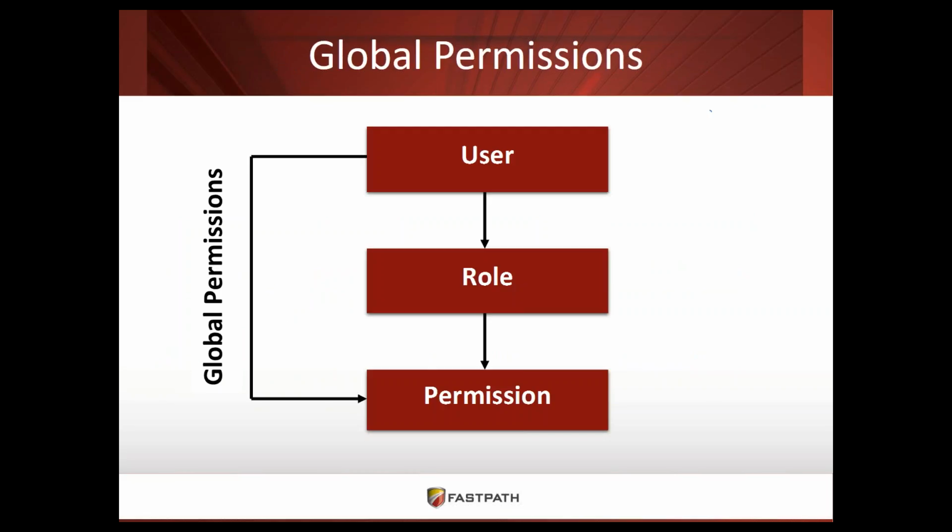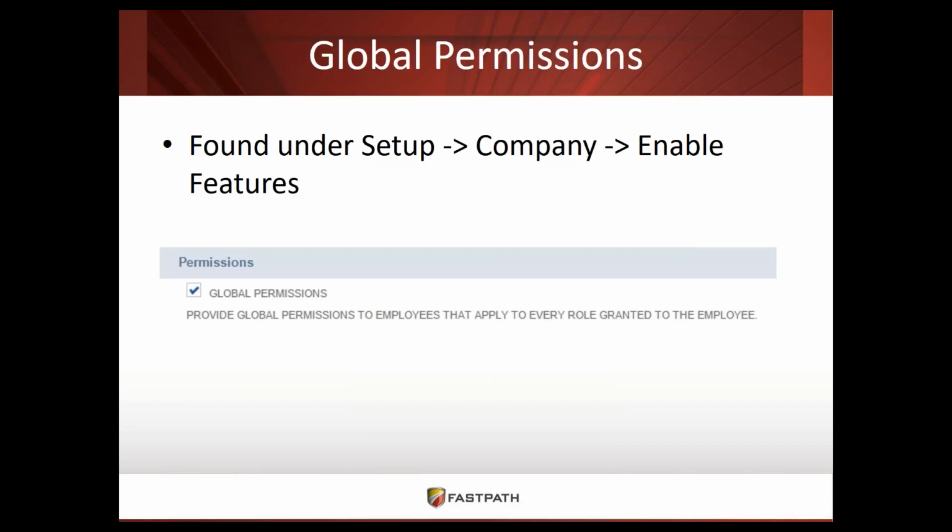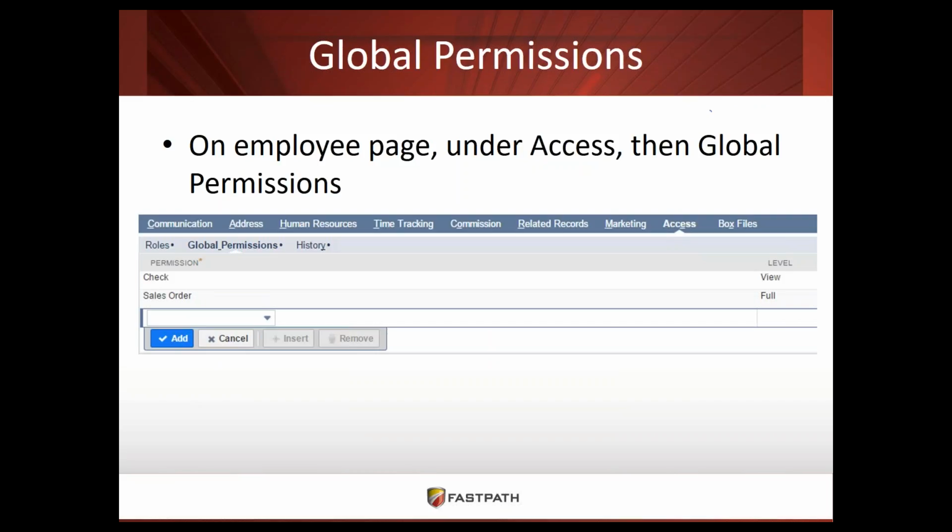Apart from roles, we can also use global permissions. Global permissions are essentially one-off permissions that maybe are not included in a role, but we want to assign directly to a user. Global permissions are a feature that is enabled at the company level. It's not required. It has to be enabled specifically. Once enabled, they are assigned directly to employees themselves.